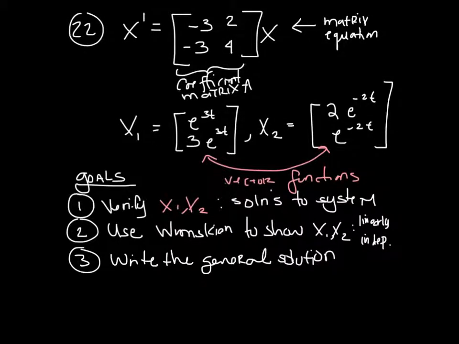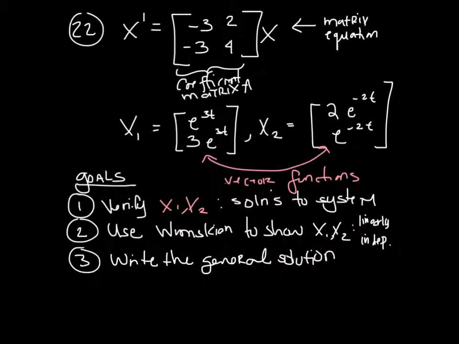Okay, this is number 22 in section 5.3 exercises, and we are given our matrix equation. I didn't write the little arrow above the vector, just because everything is in bold and there's nothing to distinguish what's bold and what's not. So all my x's are actually bold. We have x prime equals Ax, where A is our coefficient matrix.